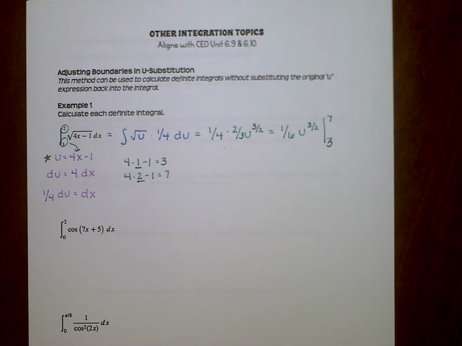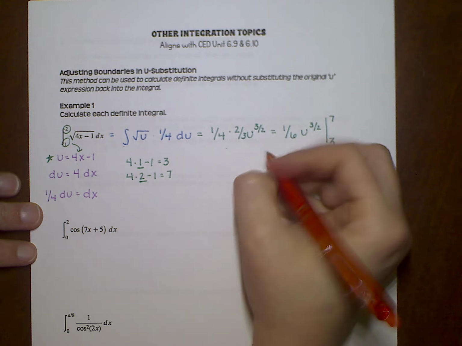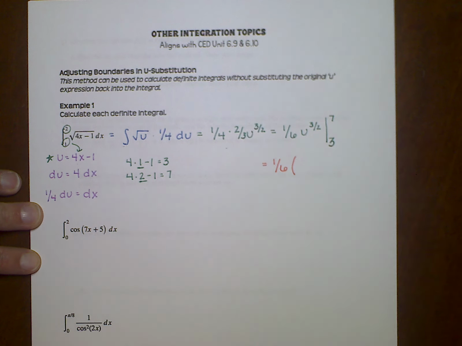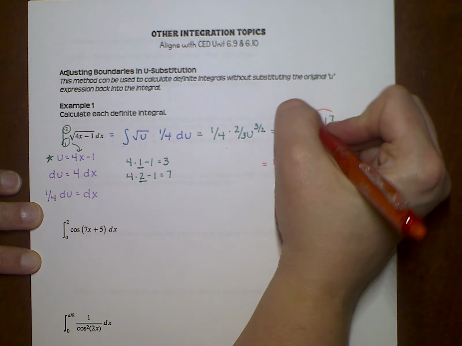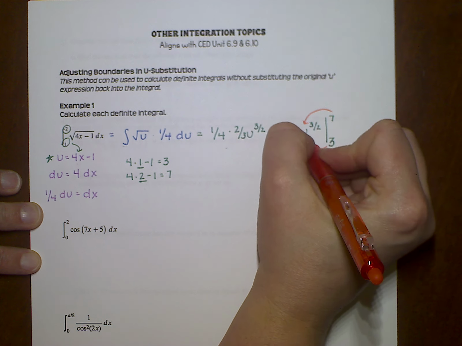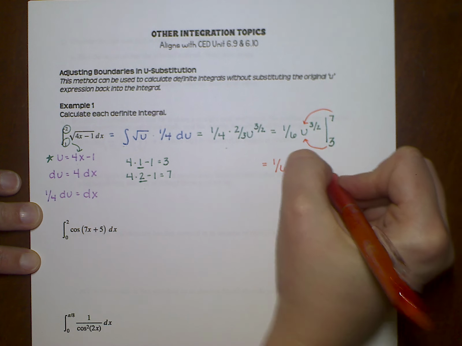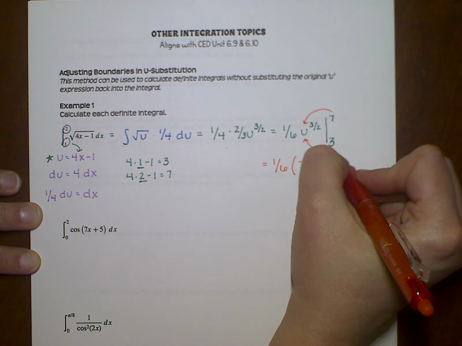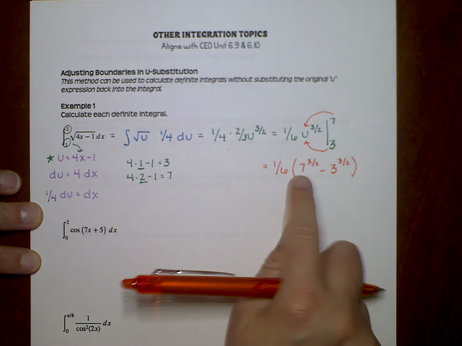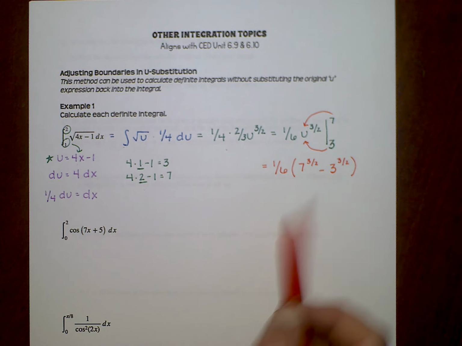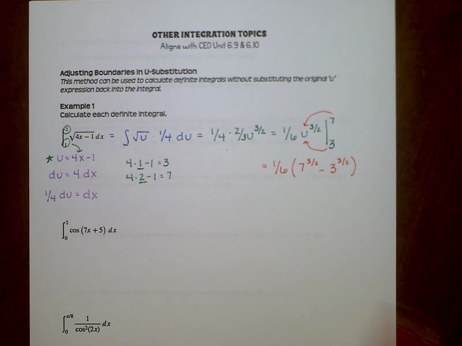Okay, and so over here, when I go to evaluate this thing, gosh, do I need another color? I think I do. I'm going to get something that just looks like this. 1/6. I'm going to put the 1/6 in front of everything. And then I'm going to put the 7 in place of u, and I'm going to put the 3 in place of u. So I would get 7 to the 3/2 power minus 3 to the 3/2 power. Now, I have no idea what either of those is. I'm doing this without a calculator, and those don't go to the 3/2 power very well because they're not perfect squares. So realistically, I'm just going to leave my answer right here.